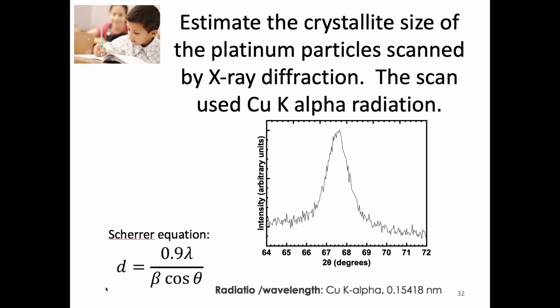So I put the equation here on the slide again. I've got an image of a single peak, so we're just looking at this one peak. I've given you the wavelength of radiation that we use for this experiment. So this is actual experimental data. So you have some noise and then a peak that appears for this. And I want you to see if you can estimate what this crystallite size would be based on the equation and based on your measurement of the width.